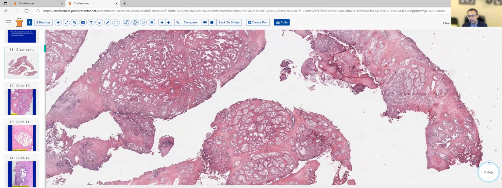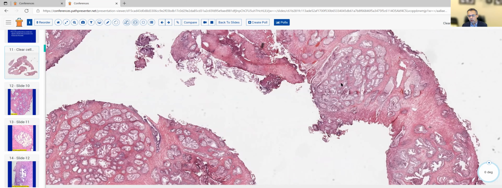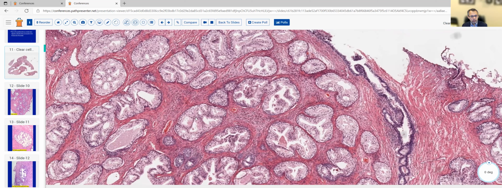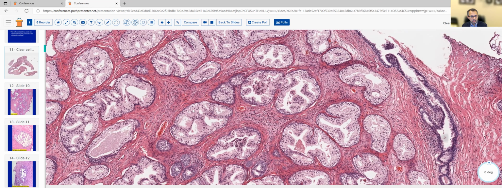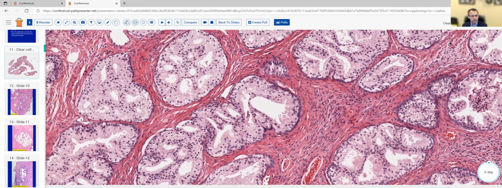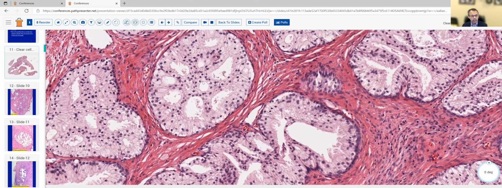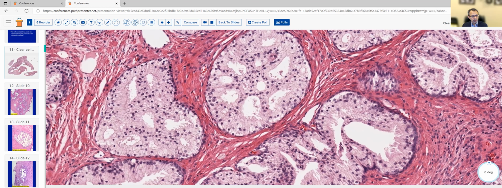So at low power, you see that this process has a distinct nodular architecture. That's a very, very helpful feature that usually would suggest a benign process. When we look at it carefully, these glands have a distinct clear cytoplasm. The cells lining these glands, if we pay attention to the secretory cells, are clearly very bland epithelial cells. And the most important feature that you can appreciate is the presence of these prominently displayed basal cells. So that's a very helpful feature.